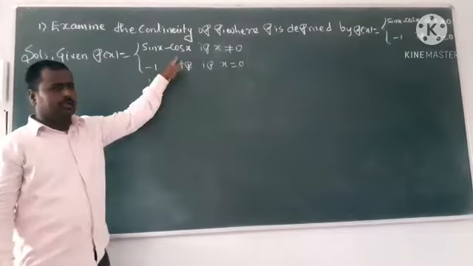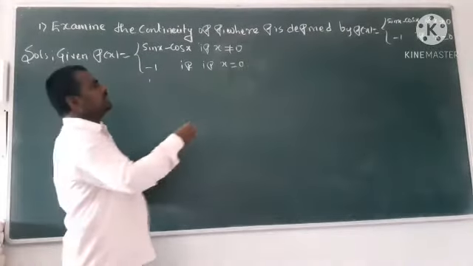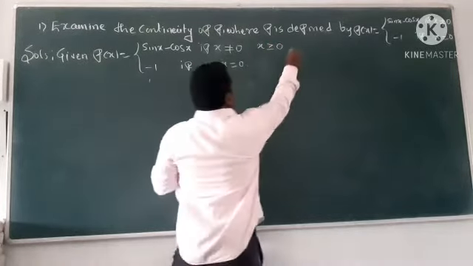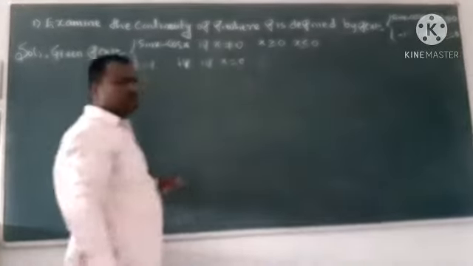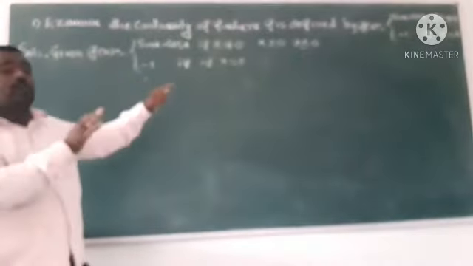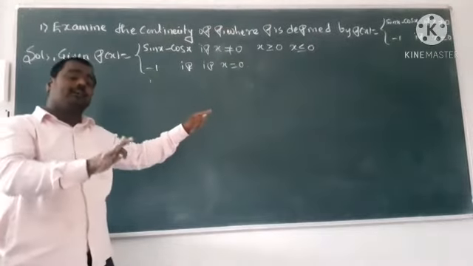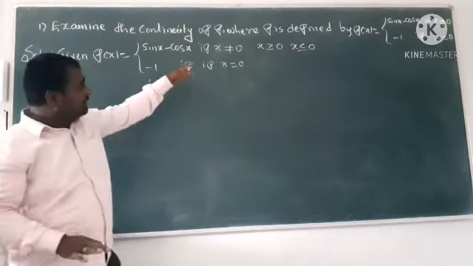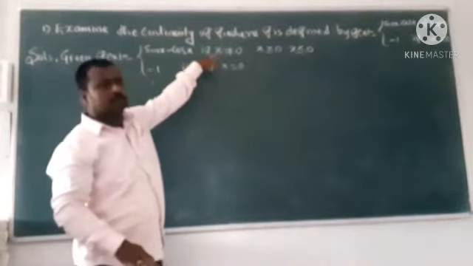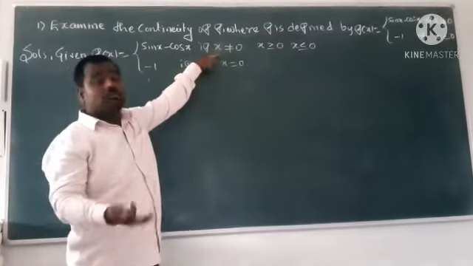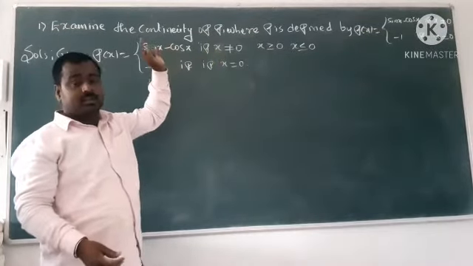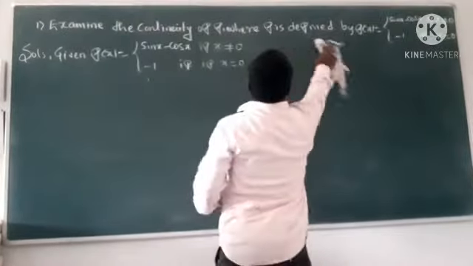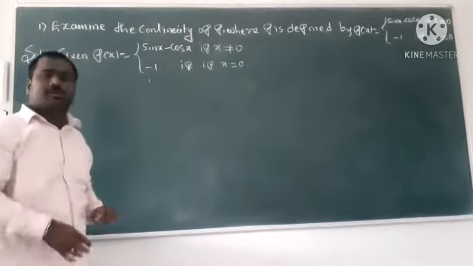Observe here, in the last class's examples, the conditions were expressed like that, with less than and greater than, so you can easily find the LHL and RHL. But in this way, the condition is x not equal to 0. So when you take LHL and RHL, that is also most important. Otherwise, there is another direct method that you can apply here too.